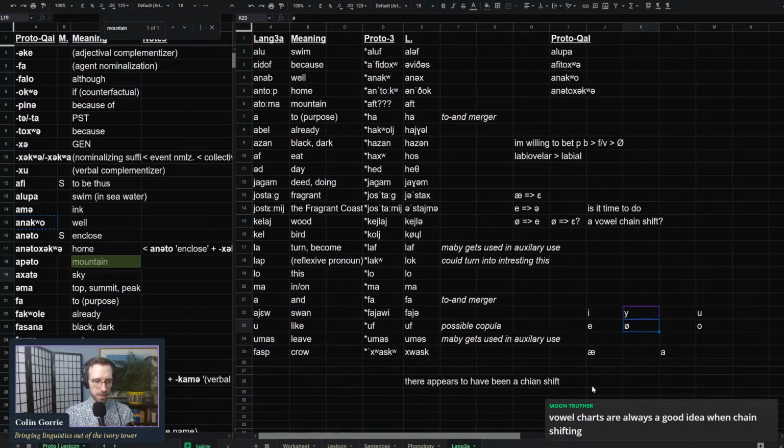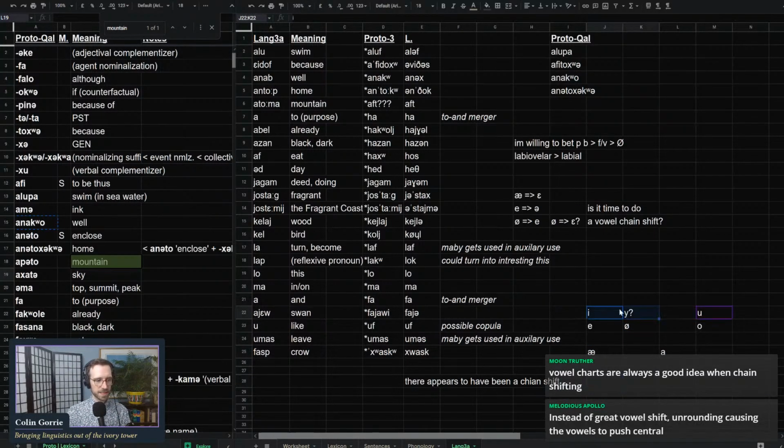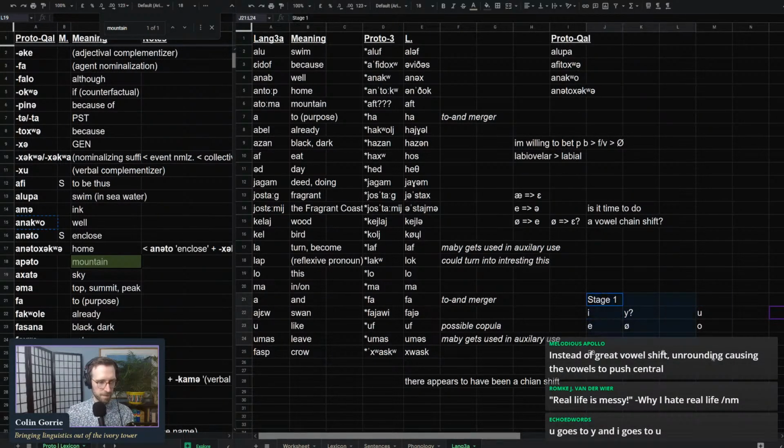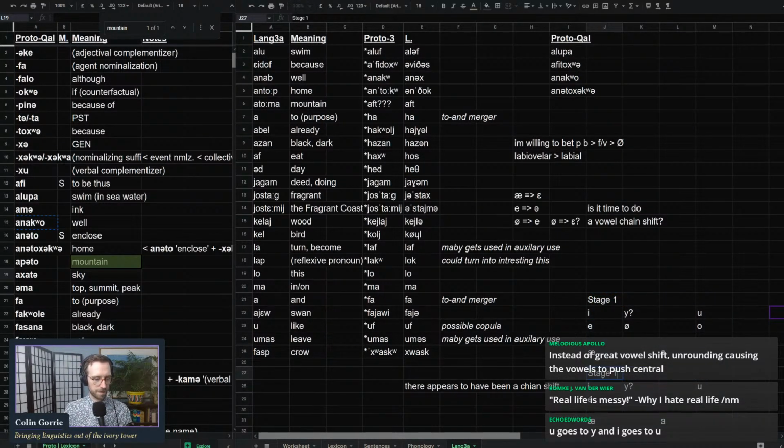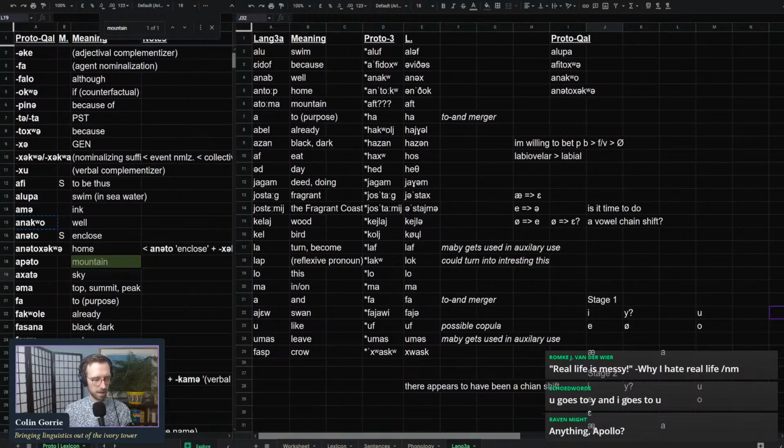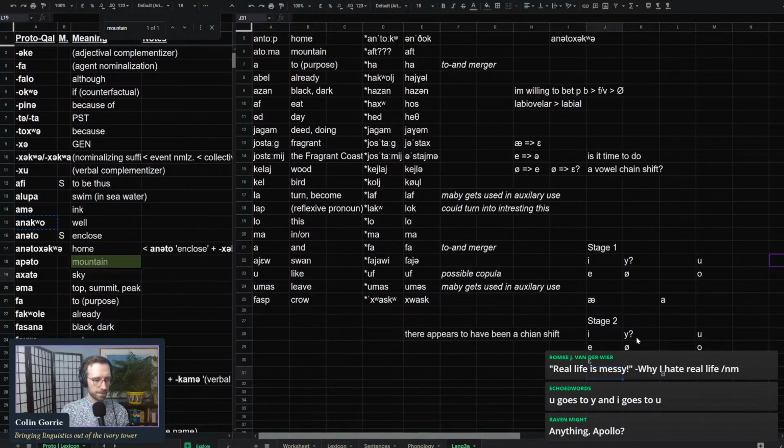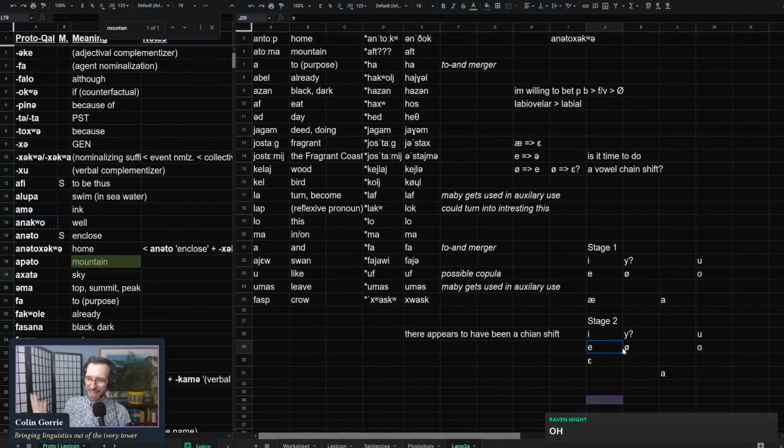Okay. So we're going to start chain shifting. So this is stage 1. Stage 2. A goes up to E. And what else do we want to do? Maybe we can... See, I don't know if A going up to E would be enough to propel E out. E is not that bad.